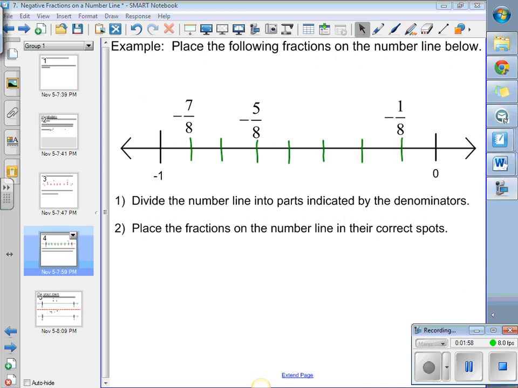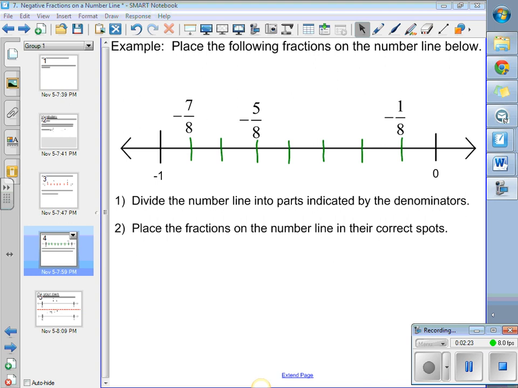This one may have been a little bit more tricky, just because it's going backwards, because you're starting with 0 over here on the right, and you're working your way to the -1 on the left. So your -1/8 is going to be closest to the 0, the -7/8 is going to be closest to the -1. Okay, and again, just divided it the way I did the last time.